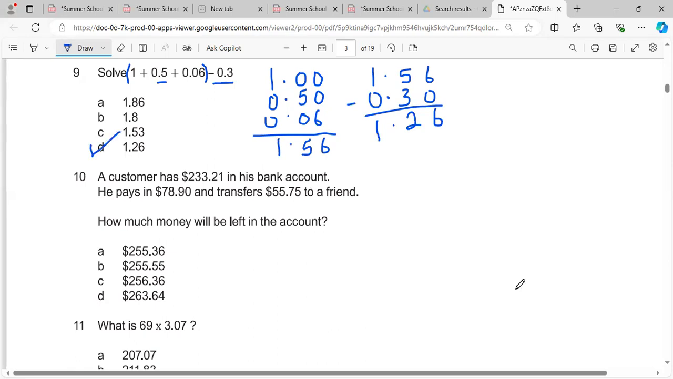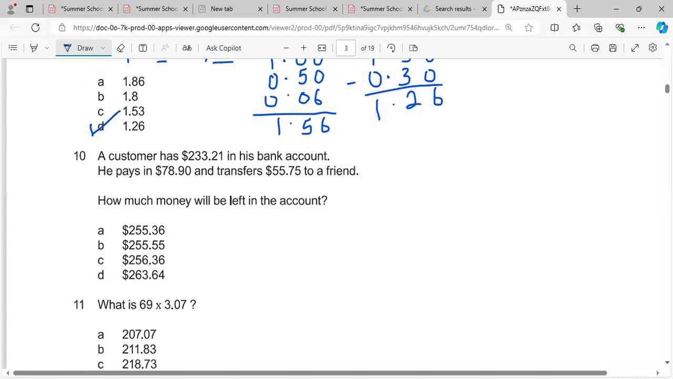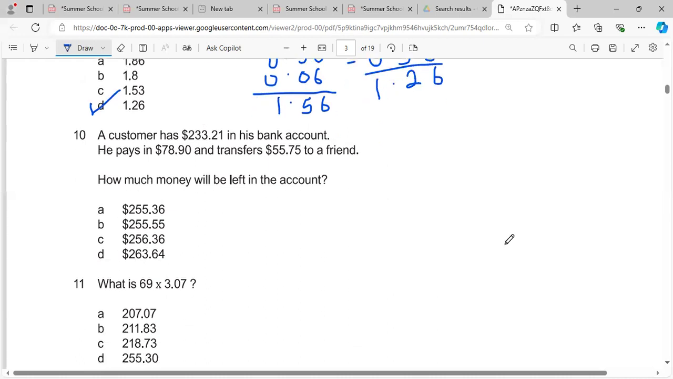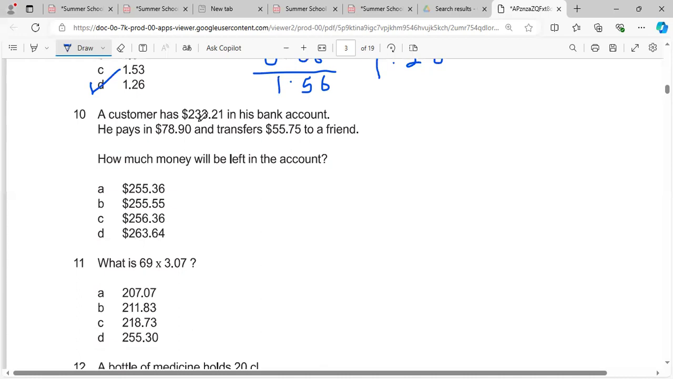Alright, so Mila got that. Good job, good job. This one now, all three got this one correct. Good job. So this one says a customer has $233.21. So this is what the person has in his account. A pound, you know, guys, a pound. But I say a little tip of money and a Jamaica dollar. And he pays in. That means it's gonna increase. So we're gonna add.